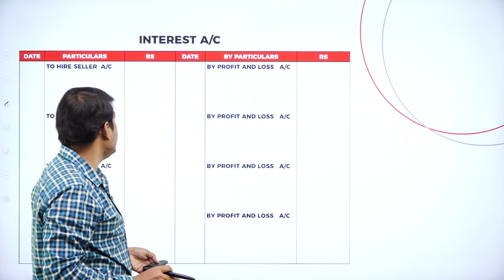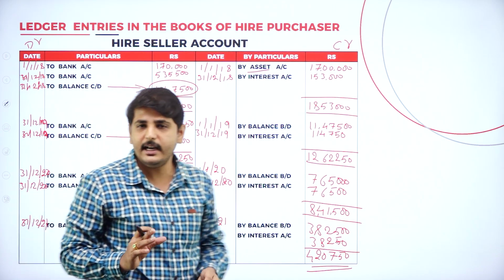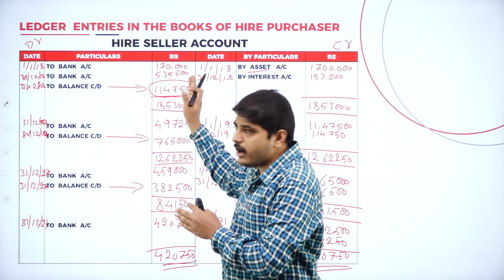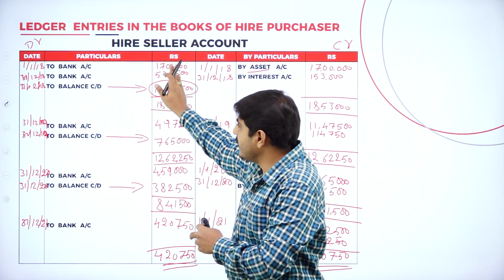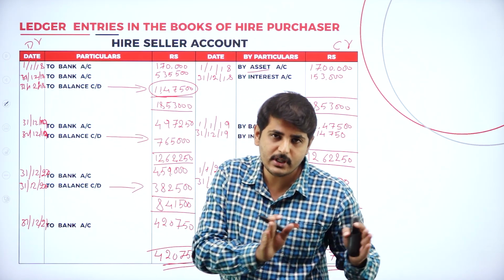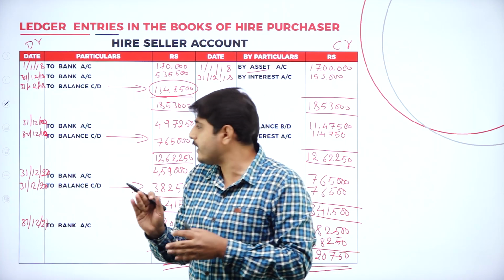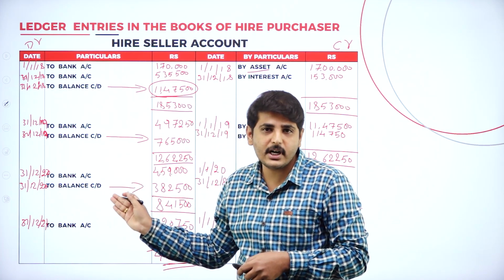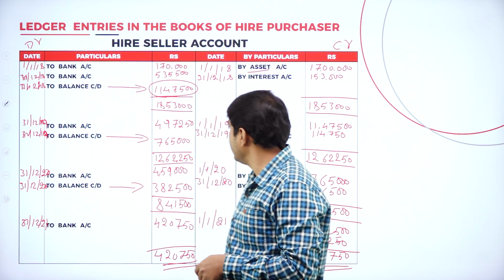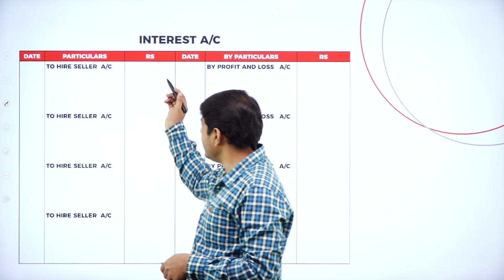Now let's go to the interest account. What is in the ledger? In the ledger, we are segregating. All transactions related to the hire seller come under the hire seller account. All transactions related to the asset go to the asset account. All transactions related to interest go to the interest account, and depreciation goes to the depreciation account. Now let's go for the interest account.